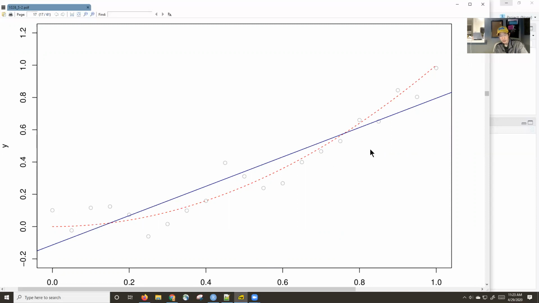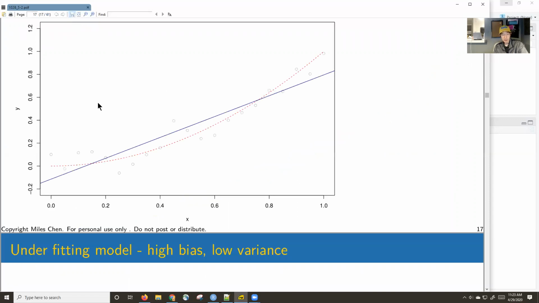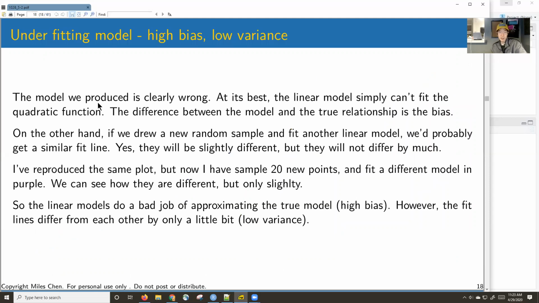Even without the underlying dotted line, we could see that this straight line doesn't do a perfect job of fitting our values. So the model that we produced, that straight line model, is going to be wrong. Even at its best, the linear model simply can't fit a quadratic function. And the difference between the model and the true relationship is going to be the bias, right?